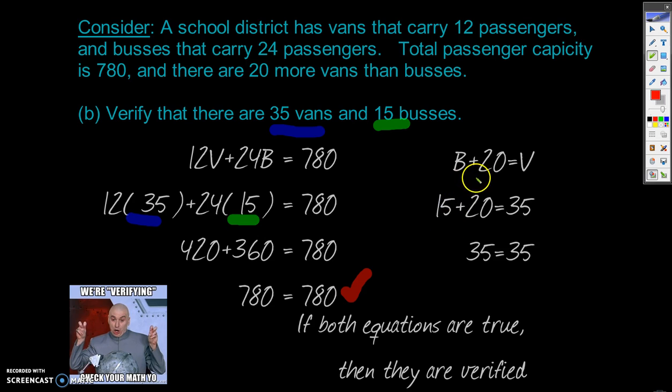So let's take the b plus 20 equals v. You could use the other example that I mentioned on the last slide. And you're going to substitute the 15 in for the buses and the 35 in for the vans. And if the left-hand side equals the right-hand side, that means that both equations are true. And if both equations are true, then they are verified. Okay? We're verifying. We're checking our math.